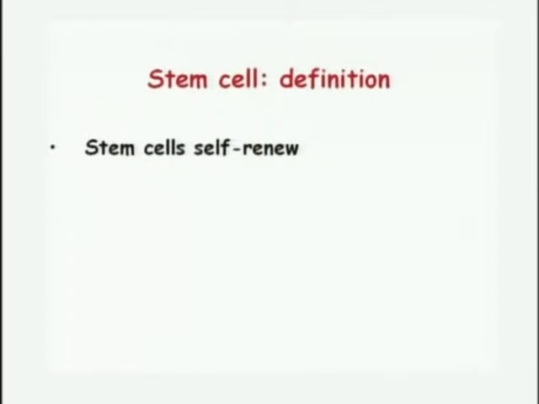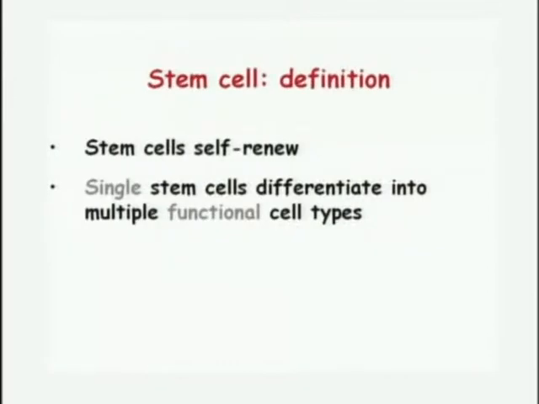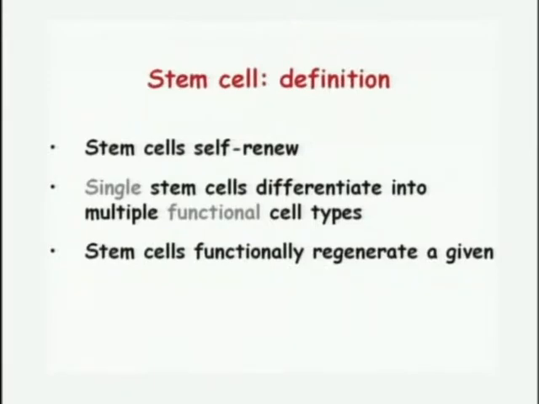So based on that definition of stem cells in different tissues, the criteria for stem cells is that stem cells can self-renew. And that means that in each cell division, they can divide by asymmetric or symmetric division, but they have to give rise to at least one daughter cell that is identical. A single stem cell is capable of differentiating into multiple functional cell types, and stem cells can functionally reconstitute or regenerate a given tissue over a lifetime. So this is the definition of adult stem cells.